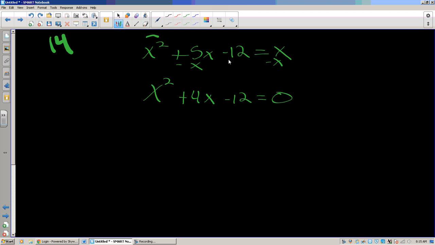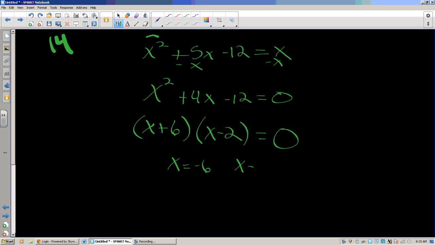Once you do that, then we get to it. Should be easy. Now we're multiplying to negative 12 and adding to 4. So that's positive 6 and negative 2? Yes, correct. x plus 6 times x minus 2 equals 0. Then we make each one equal to 0. We know that negative 6 plus 6 equals 0, and we know that 2 minus 2 equals 0. So you can solve it if you need to, but you're probably getting to the point where you don't necessarily have to with easy ones.